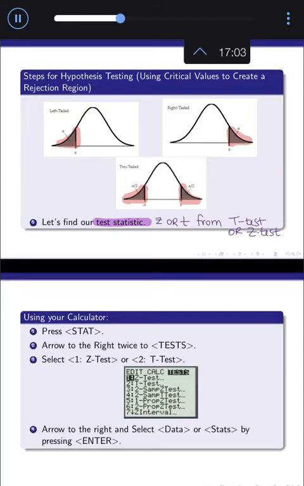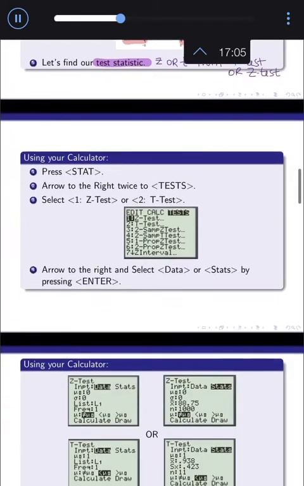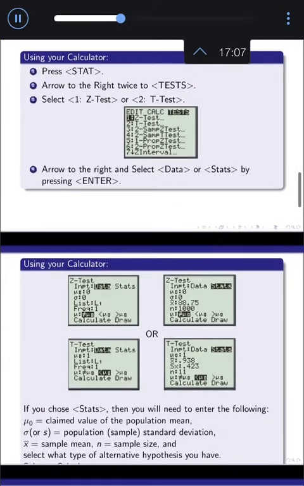Just like before, you'll use your z-test or your t-test, depending on the problem, to find your z or your t. We will also automatically find a p-value. It's just this time we won't use it.